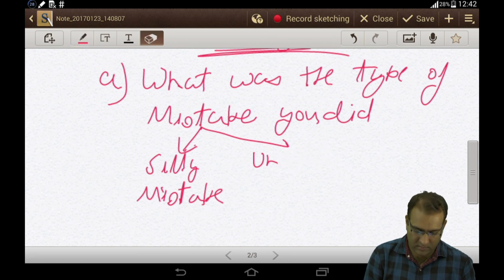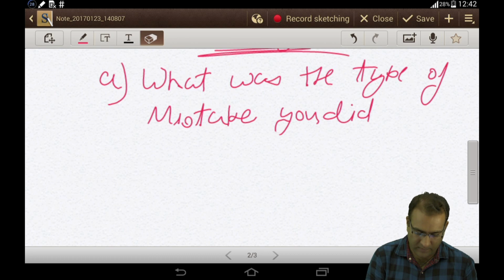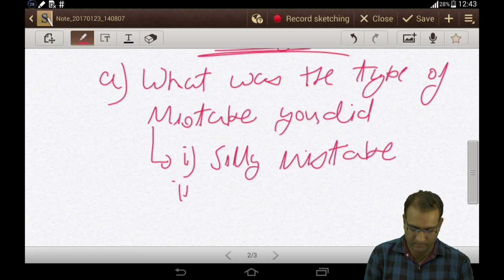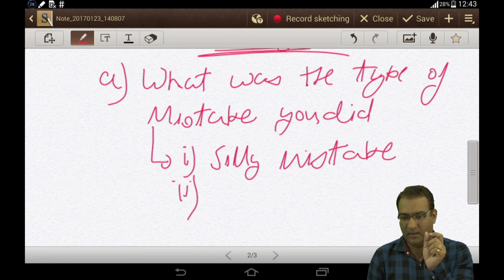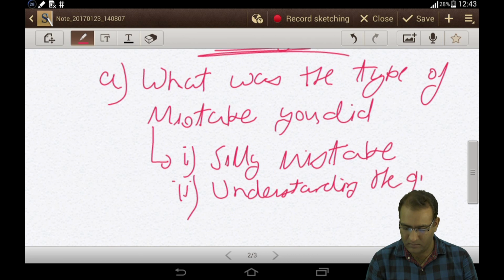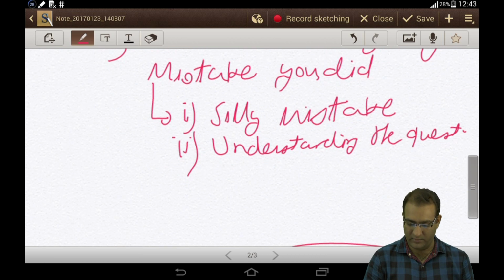Understanding of the question. So instead of this, I'll prefer writing like this. Understand the mistake you did for each question, right? Which could be number 1, silly mistake. Find out the silly mistake. Number 2, right? Understanding of the question was wrong. Did you make a mistake in understanding the question itself?